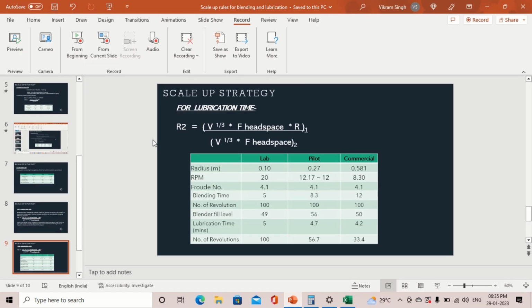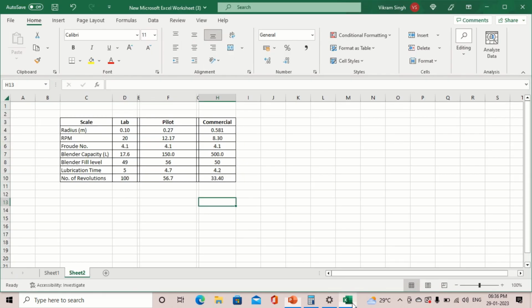So friends, now we will see a practical application of this equation. In the same example, let's go to the Excel sheet. For lubrication time, we are using a different equation which also incorporates the headspace function. So we have already seen the equation.